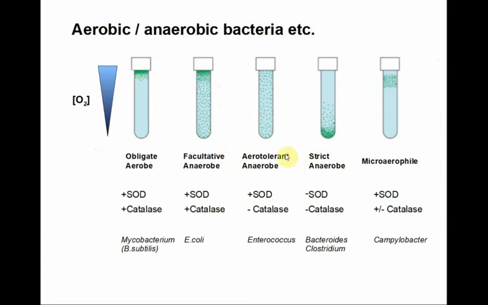Aerotolerant anaerobes cannot actually use oxygen in their metabolism, but they can survive it. Oxygen is not toxic to them, so they'll grow equally well all the way up the tube here, but they don't grow any better when oxygen is present.